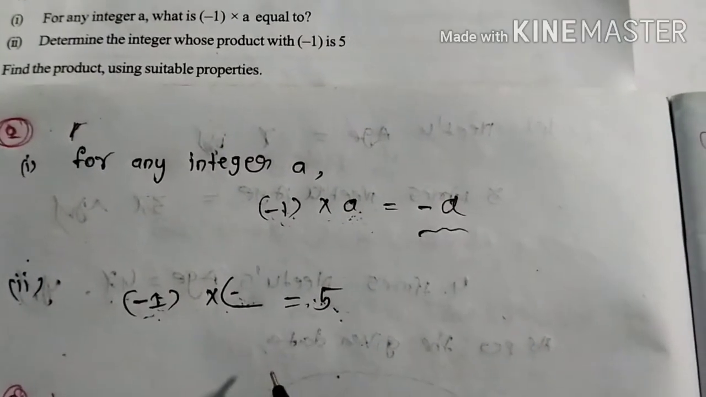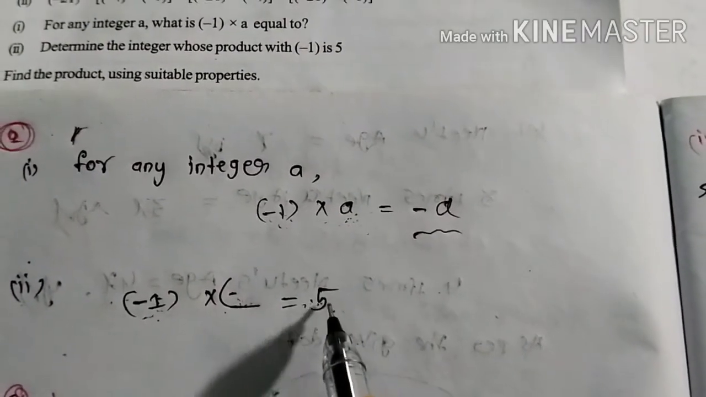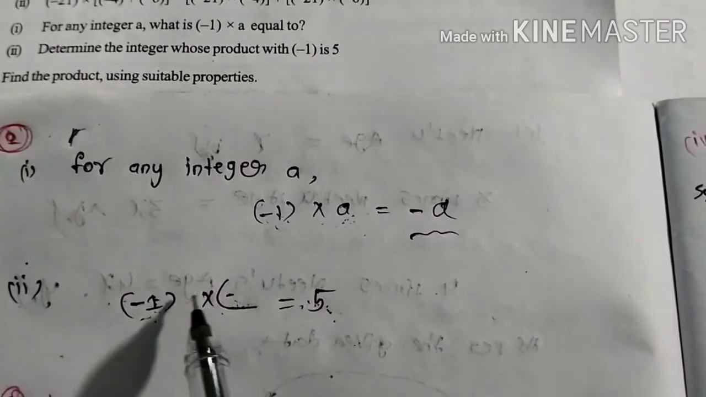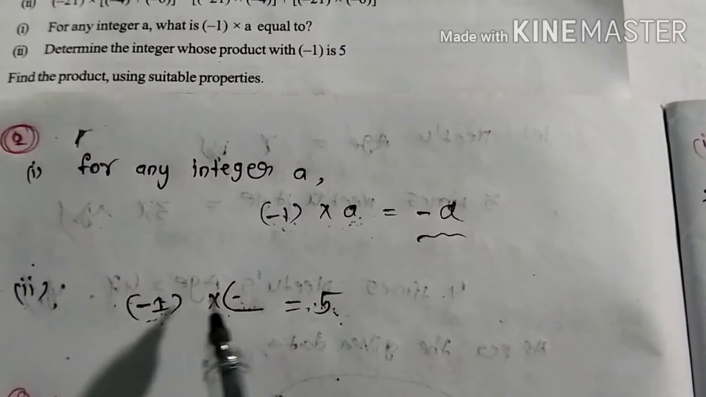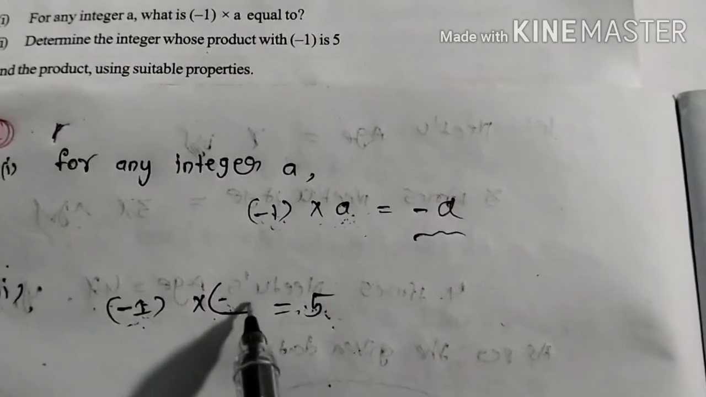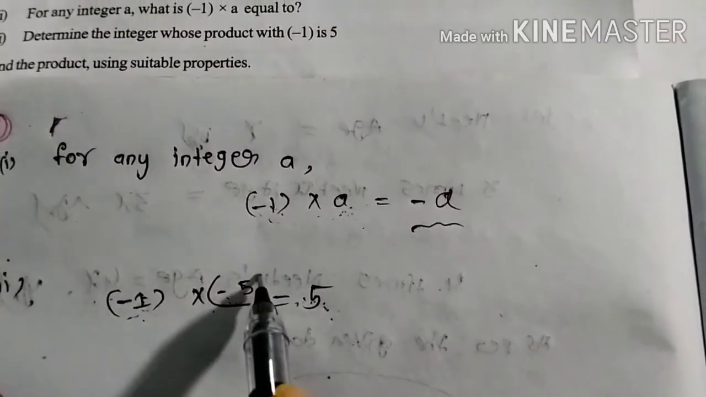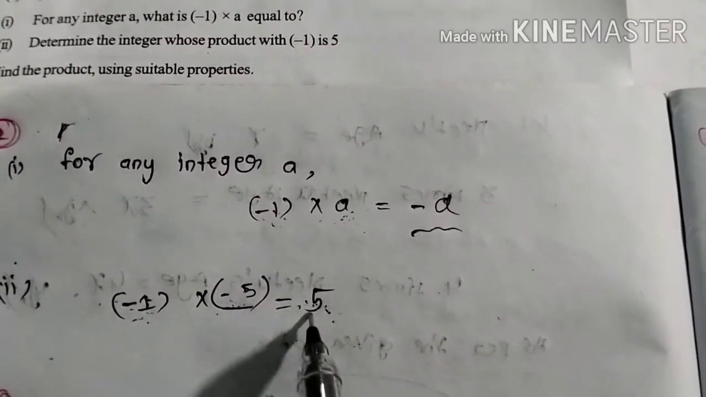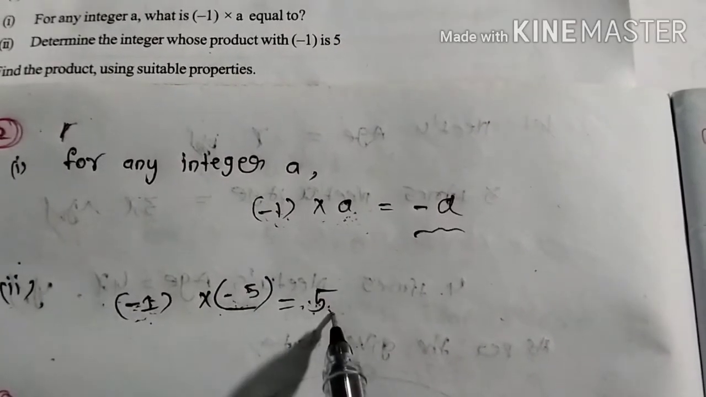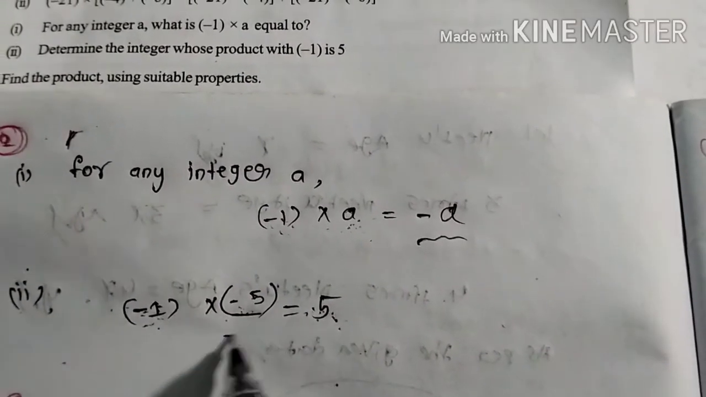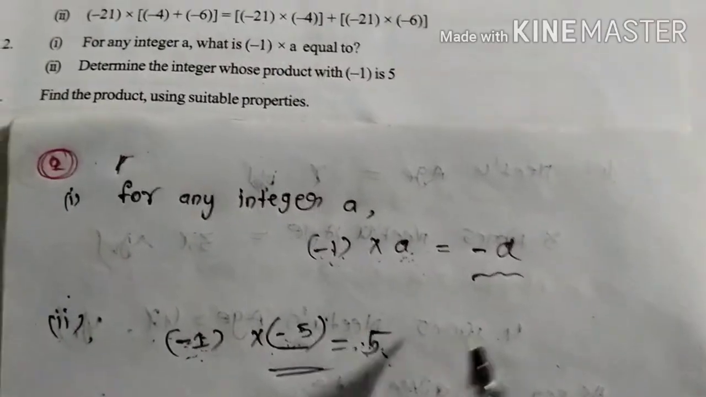Okay, which number you are multiplying to get 5? You know one table, 1 1 j 1, 1 2 j 2, 1 3 j 3, 1 4 j 4, 1 5 j how much? 5. That means can I write here minus 5? Yes or no? Minus into minus plus, 1 5 j 5 only. Yes or no? That means your answer is how much? Minus 5 is your answer.